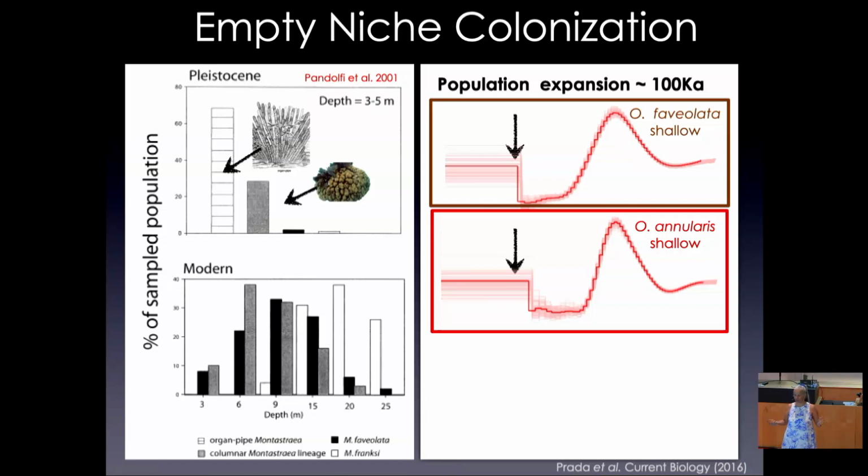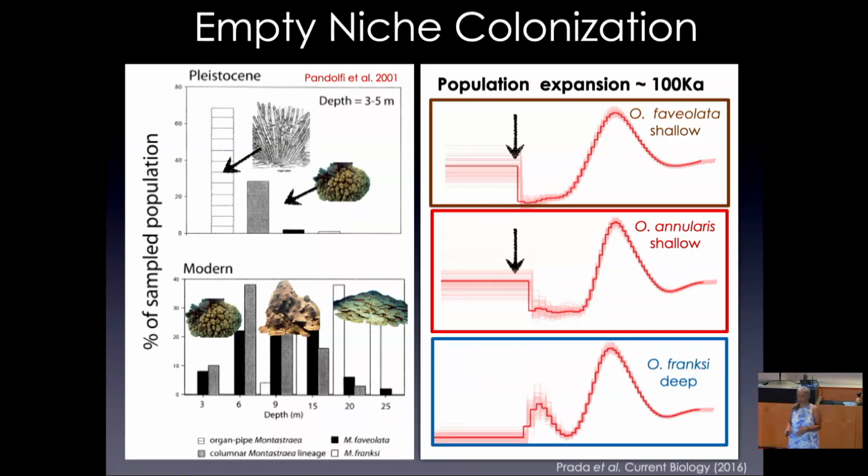And the paleontologists, this was a beautiful paper because it included all the people that have been working on the system from the paleontology and taxonomy groups. And they were delighted to see that the genomic data kind of corroborated what they found. So they colonized the shallow niches. But the Orbicella franksi that are found in the deep didn't change. They didn't have this population expansion. And these colors, I will use them throughout: brown, red, and blue.